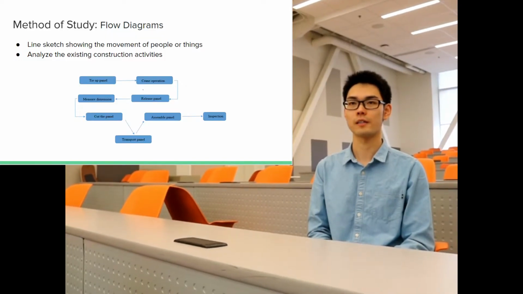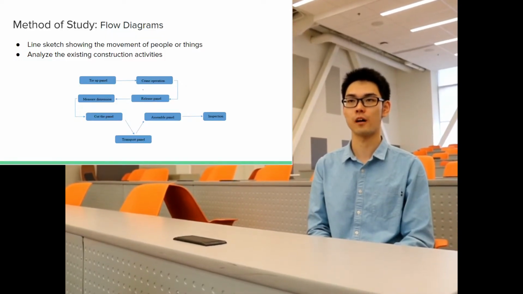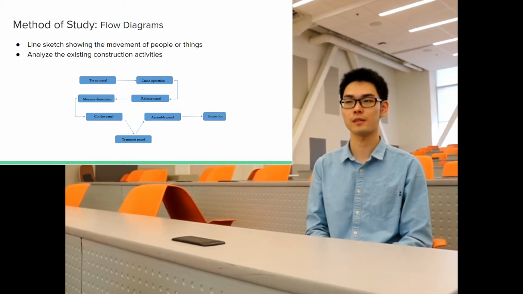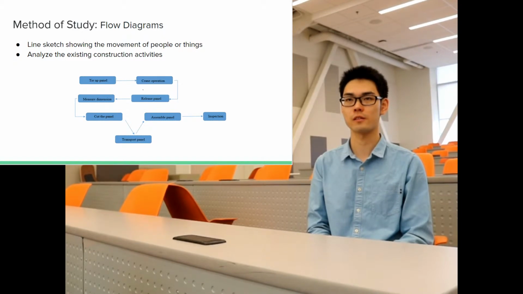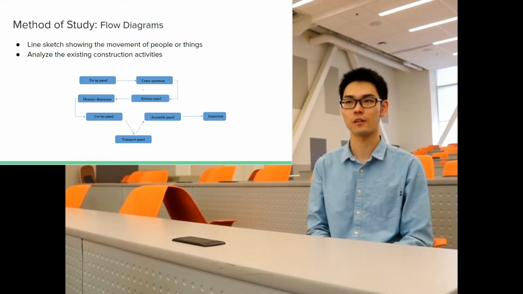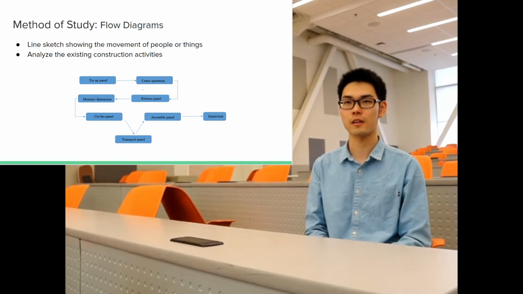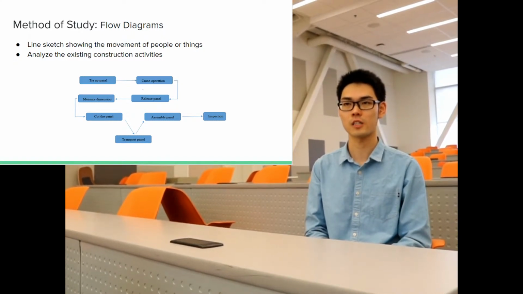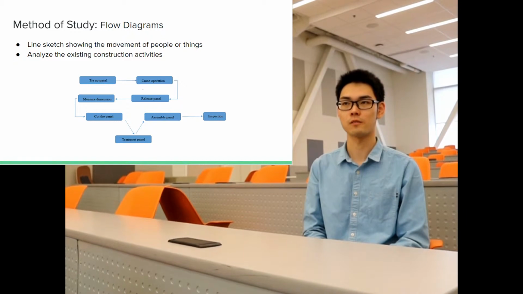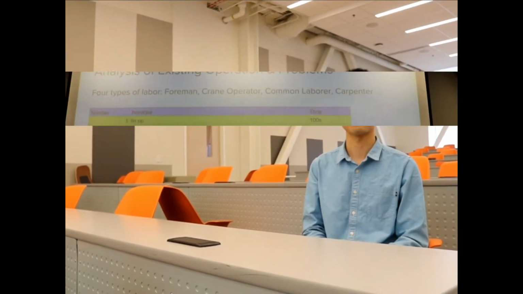Flow diagram is a line sketch that shows the movement of people or things and the sequence or relationship of construction activities. It is a commonly used graphical aid to analyze the existing construction activities and to find problems. By showing the steps and outcomes of the construction, a flow diagram can be used to visualize the construction process and to determine the critical path.